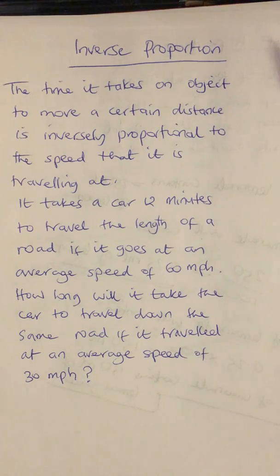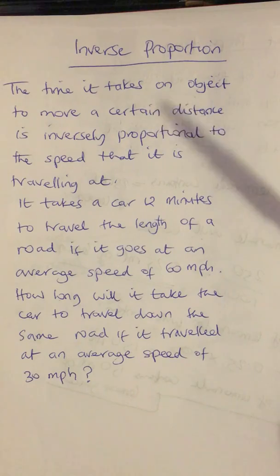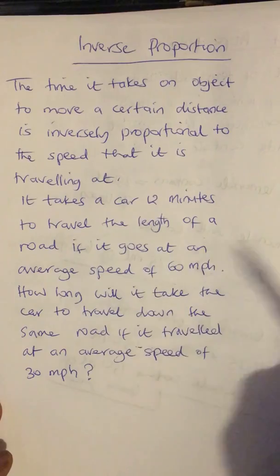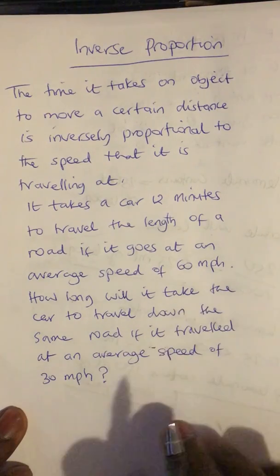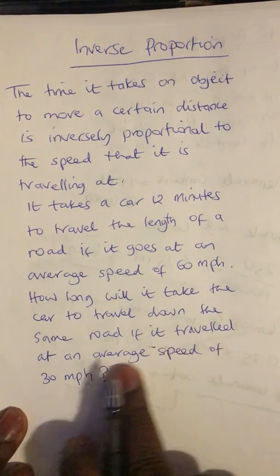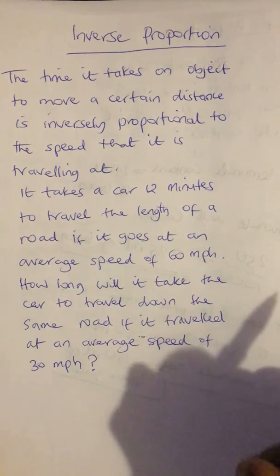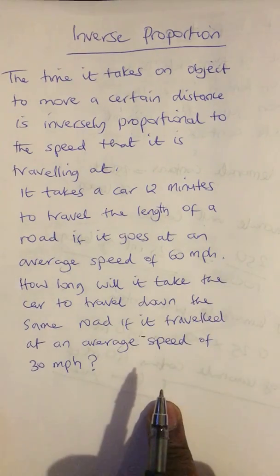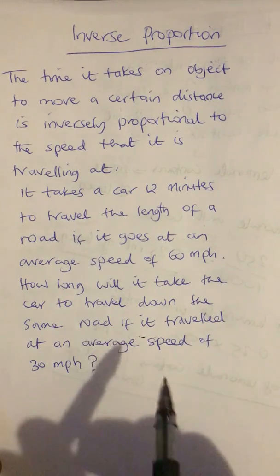What they are basically trying to tell us is that this is an inverse proportionality case. Say it takes a car 12 minutes to travel a particular road at a certain average speed. The question is, how long will it take the car to travel down the same road, everything being equal, if it is traveling at an average speed of 30 miles per hour, which is half that speed? So we start by calculating how long it will take at 1 mile per hour, because we first have 60 miles per hour, and now we are reducing the speed to 30 miles per hour.